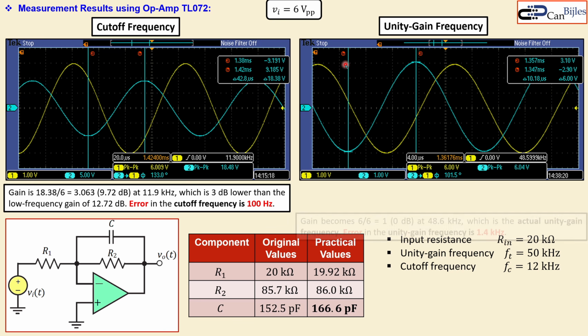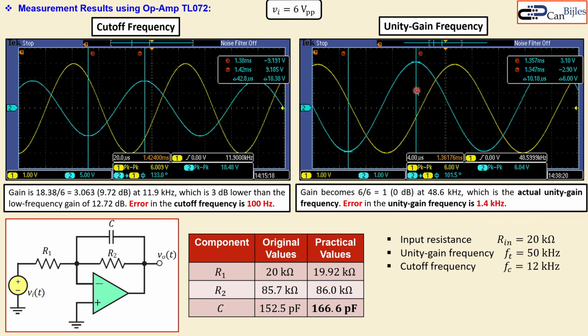But looking at the unity gain frequency plot, I have the yellow one, which is again 6 volts peak, and the blue one must also be 6 volts peak. Now, that happens at 48.6 kilohertz. You see that again, the blue one is 6 volts peak. Now, the gain is indeed 1, but not at 50, but at 48.6 kilohertz. So, again, there is some error.